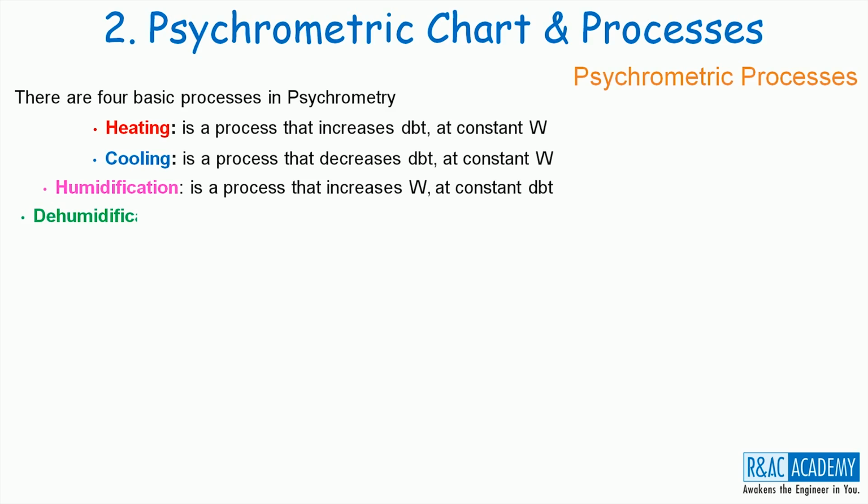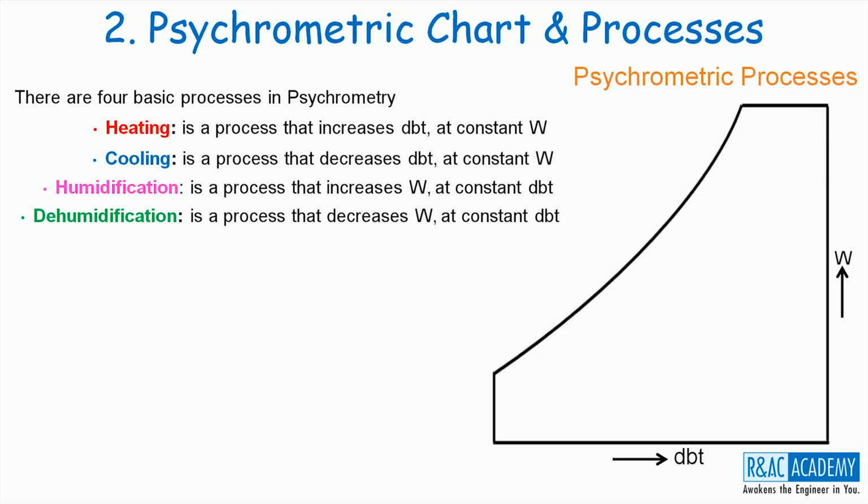Finally, whenever the W of the moisture is decreased, keeping the dBT constant, then that process is called dehumidification. These are the 4 basic processes that are there in psychrometry. Let us now have these processes plotted on the psychrometric chart.